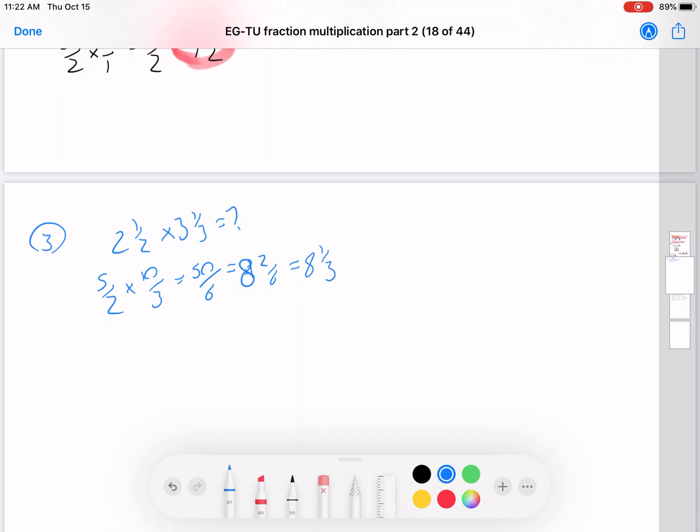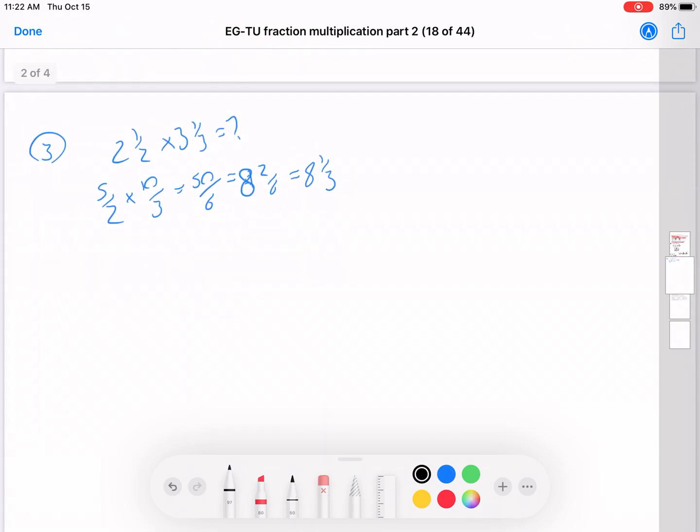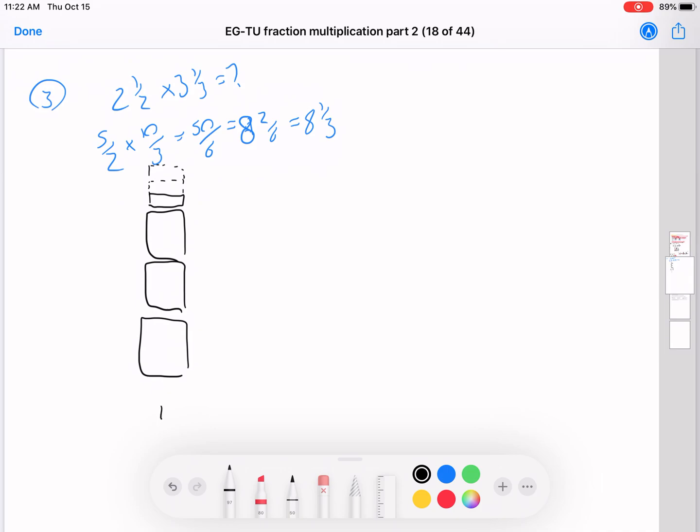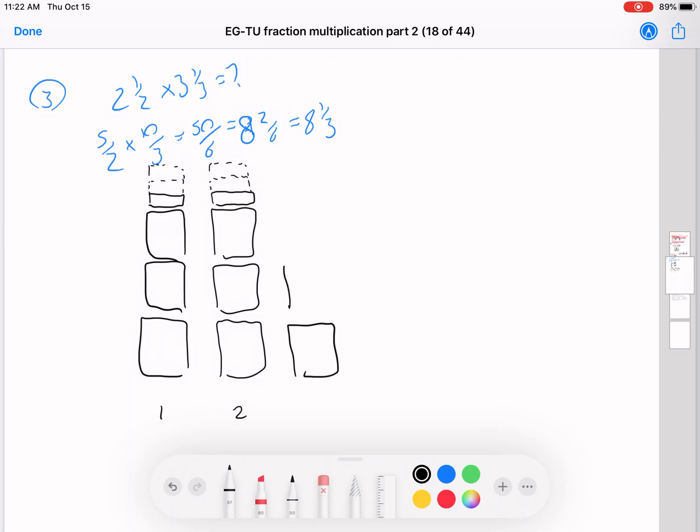Okay, but let's go ahead and see if we can draw this thing. I need 3 and 1/3 cups per batch. So there's 1, 2, 3, and 1/3. So that would be one batch. And then I need another 1, 2, 3, and 1/3 cups for the second batch.